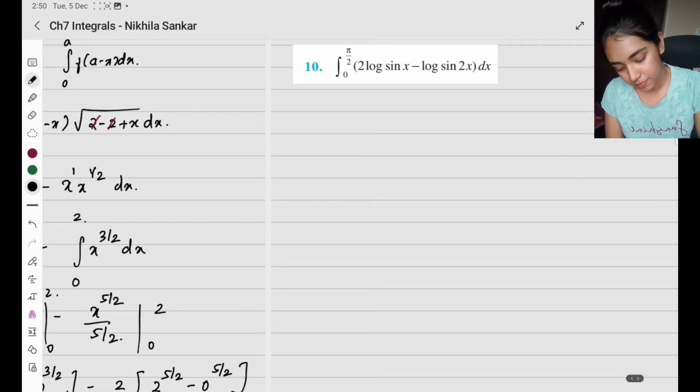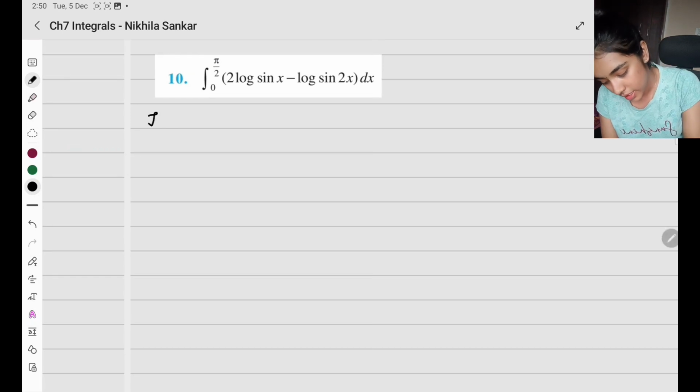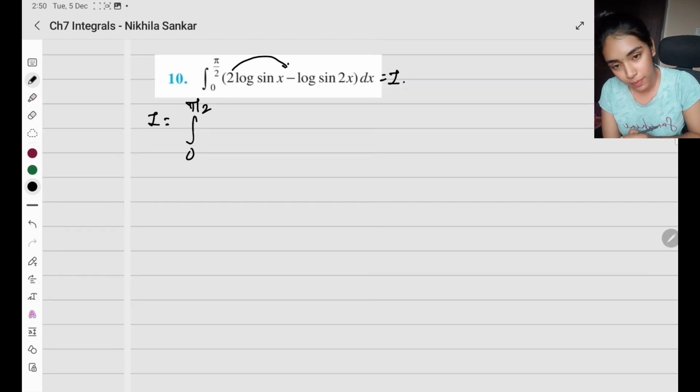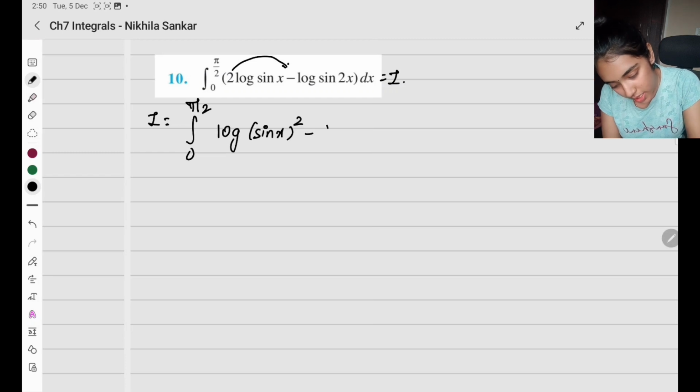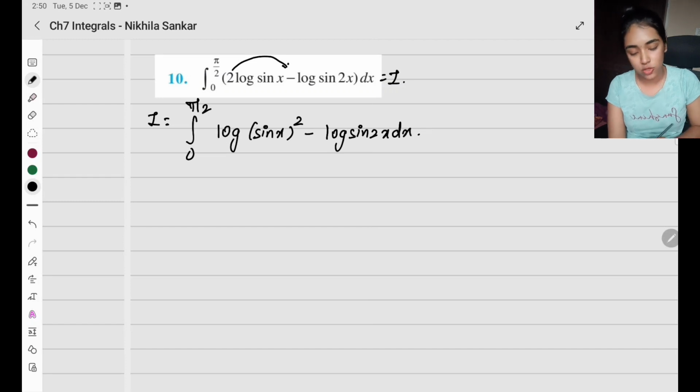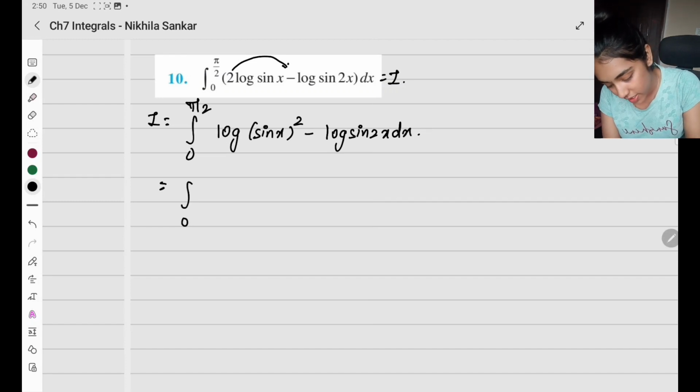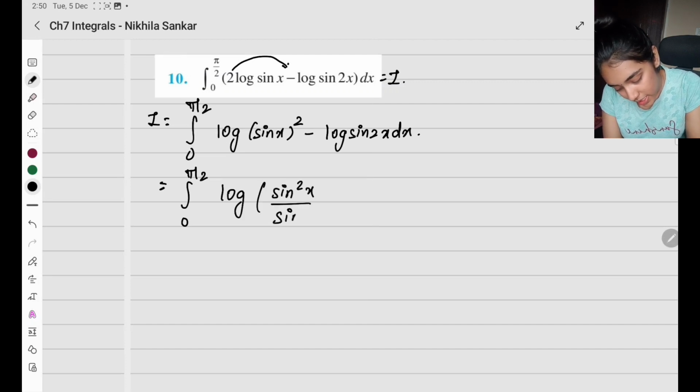Question number 10. Again using property number 4, we have I equals, this is also my I. So I equals integral 0 to pi by 2. I'm going to take the 2 to the power. So I have log of sine x the whole square minus log of sine 2x times dx. So there is the formula for log a minus log b. I can write it as integral 0 to pi by 2 of log of a by b, which is going to be sine square x divided by sine 2x times dx.